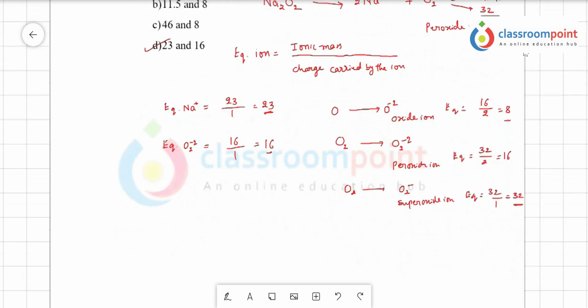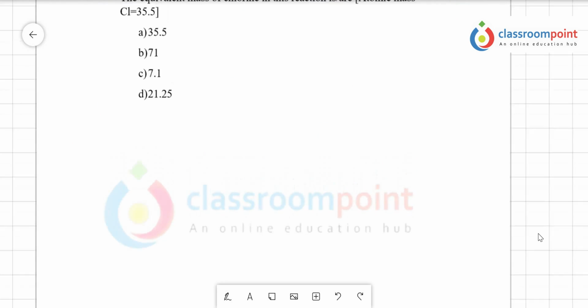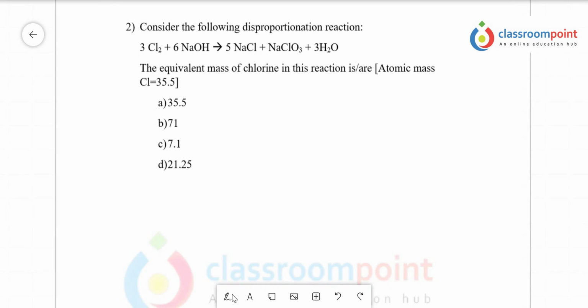Now let's go to the next question. So the second question is, consider the following disproportionation reaction. One equation has been given here. The equivalent mass of chlorine in this reaction is.